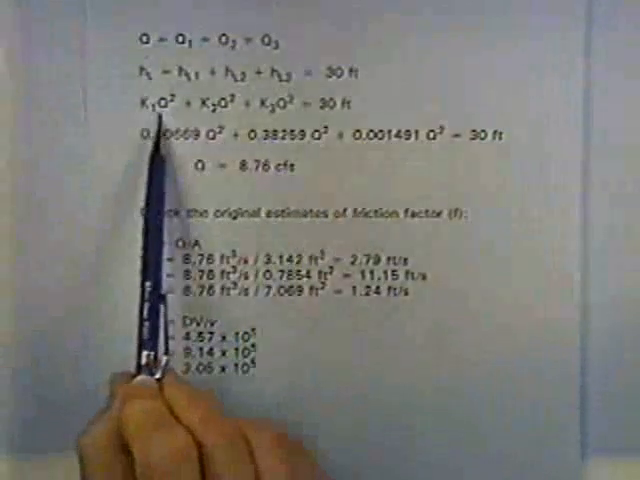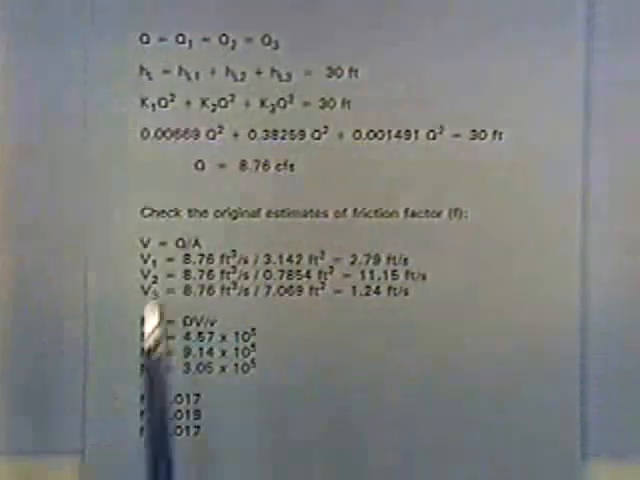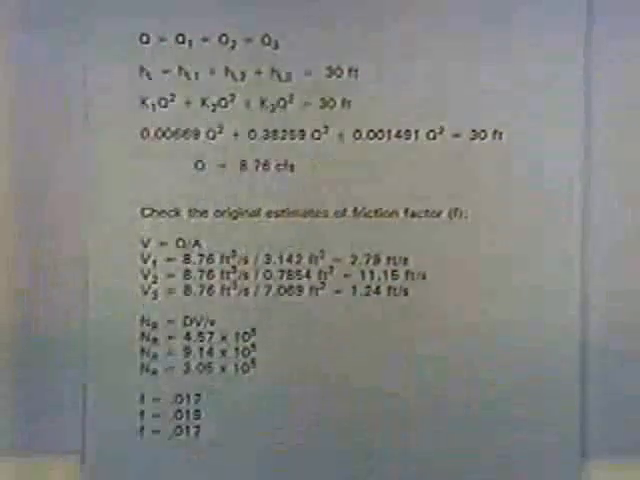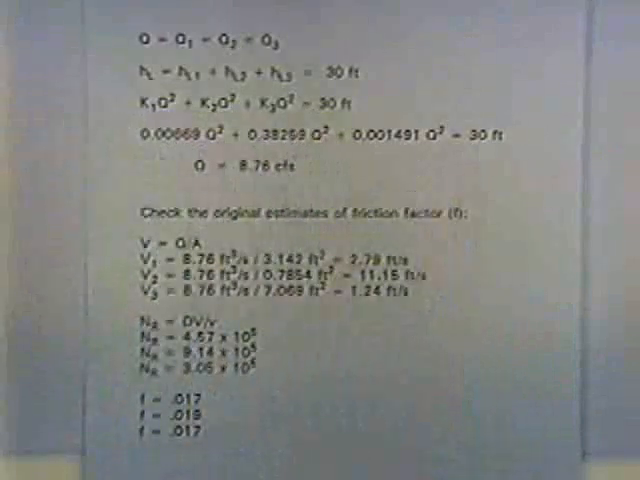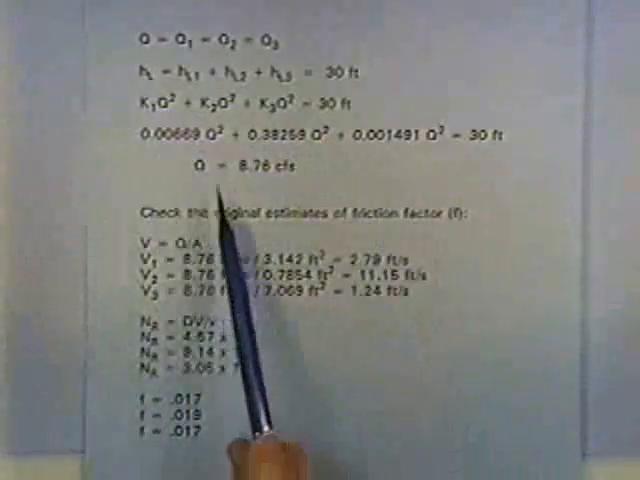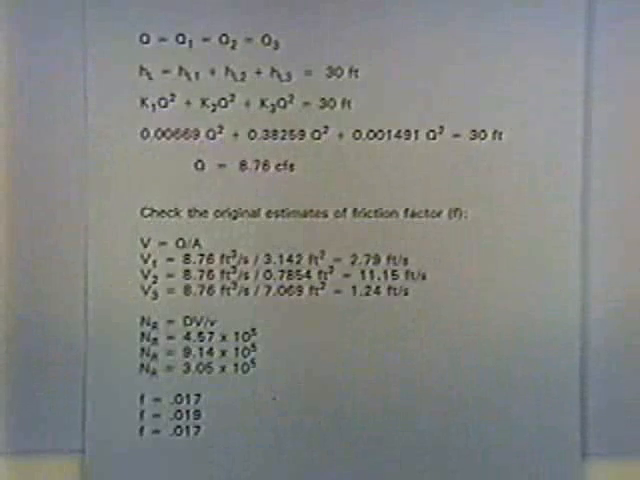We know that head loss is K times Q squared. We know that the Q's are the same, so that Q is a constant. We know the K's, so we plug in the K's, and the only thing we don't know is the Q, so we solve for the Q. And we got the flow rate in the pipe system.